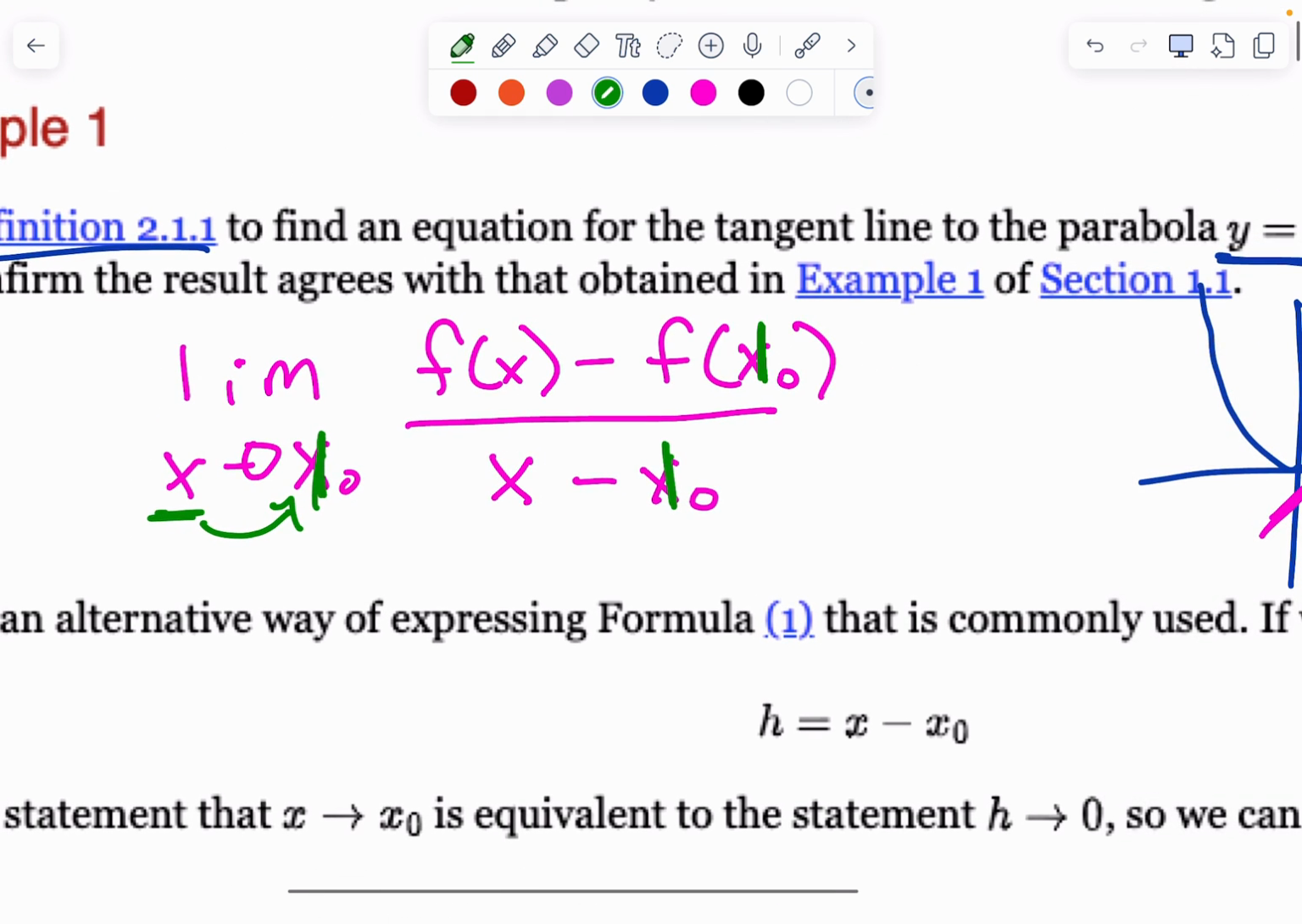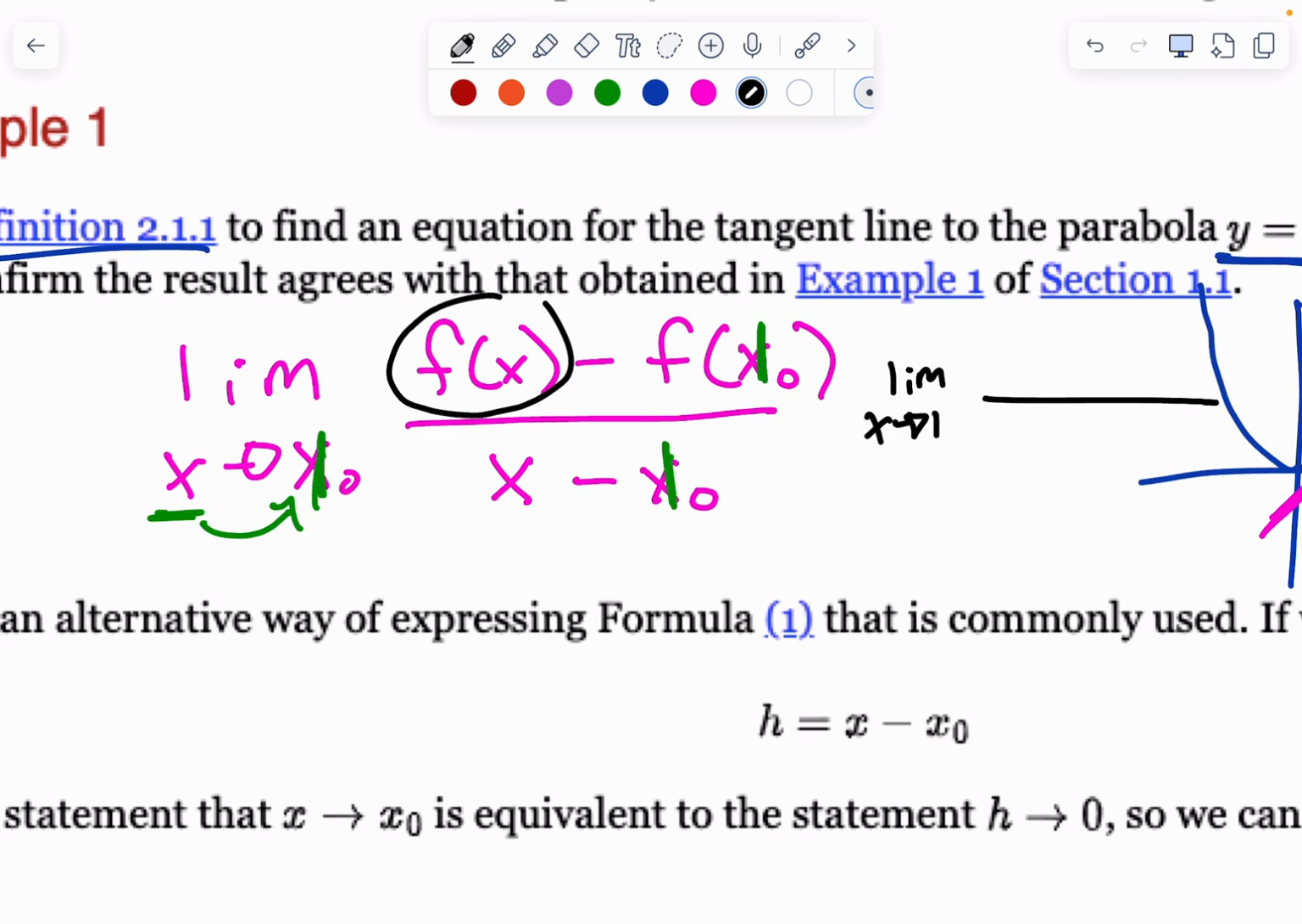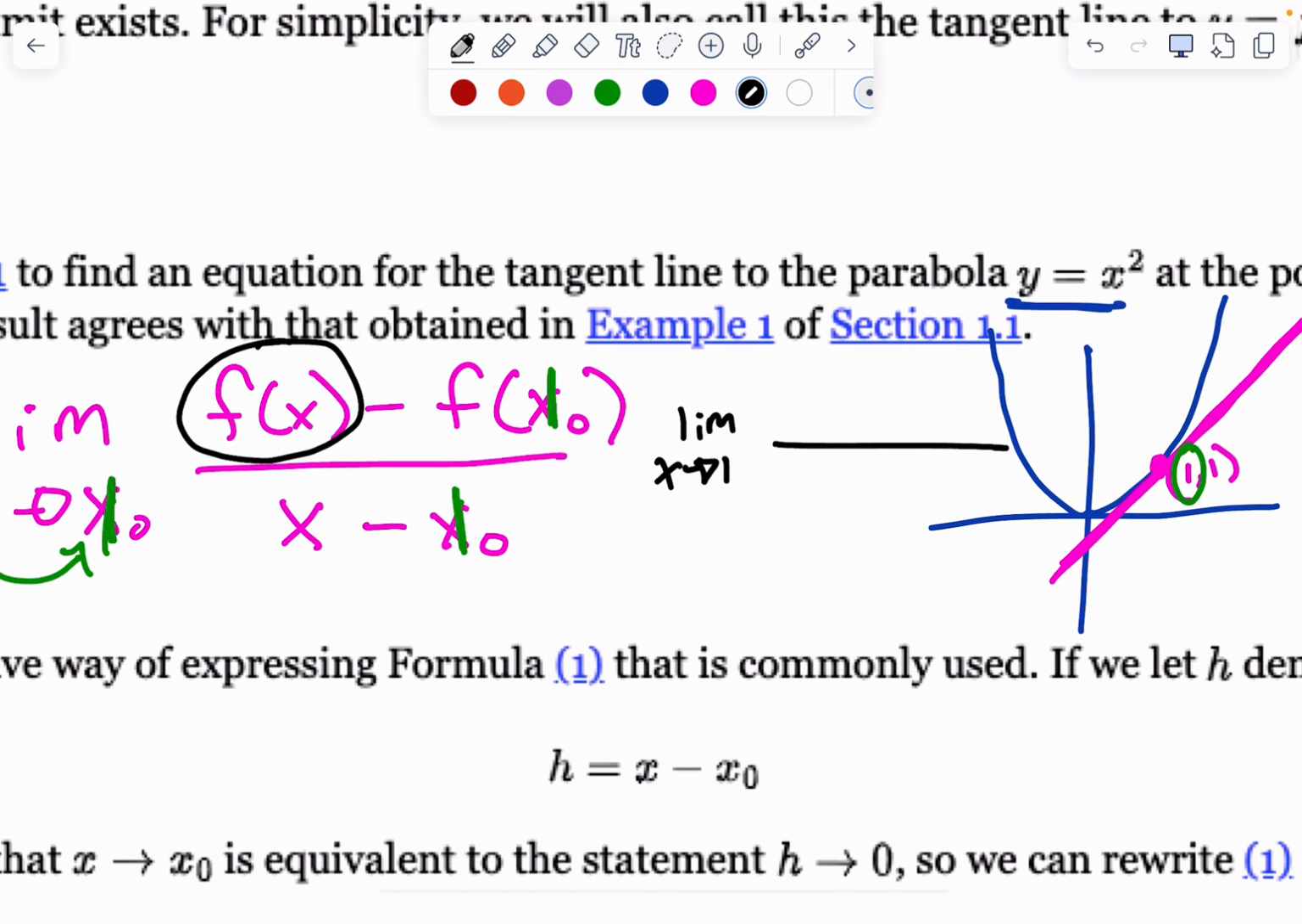So let's simplify some of this. I have the limit as x goes to 1, and now we fill some stuff in. f of x is another way of saying y. f of x is equal to x squared. Now f of 1, if I plug 1 into f, is 1. This is f of x, this is f of 1, and I subtract them. On the bottom, we have x minus 1.